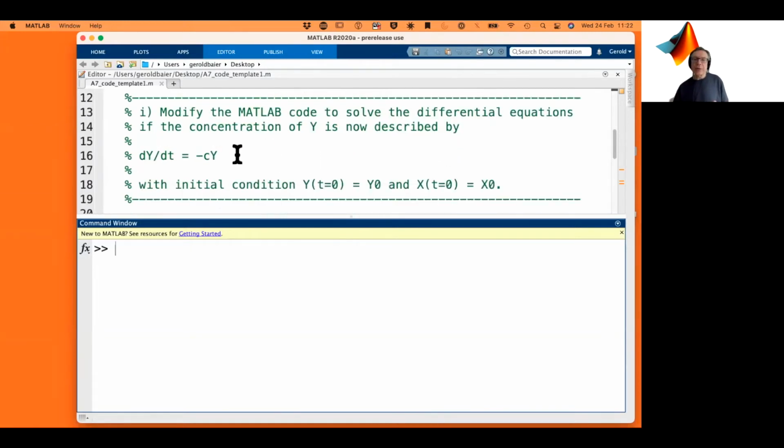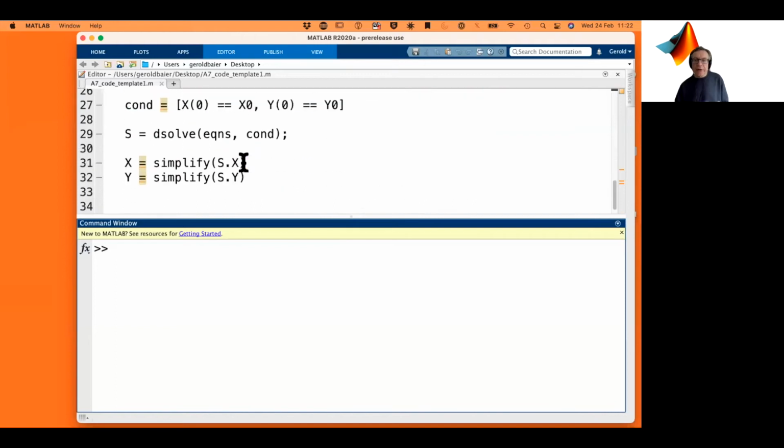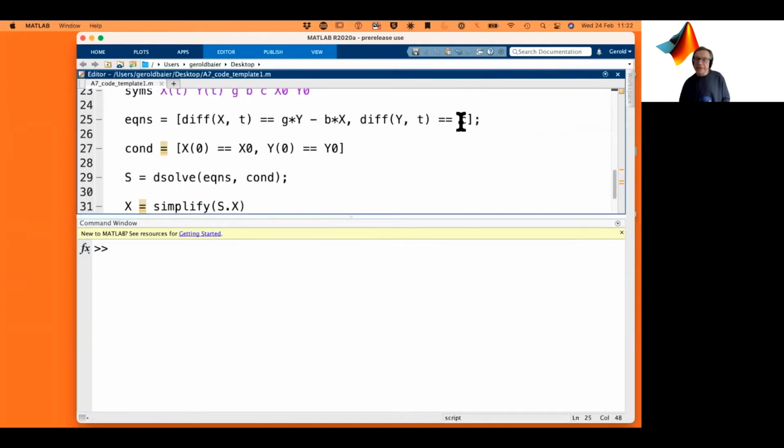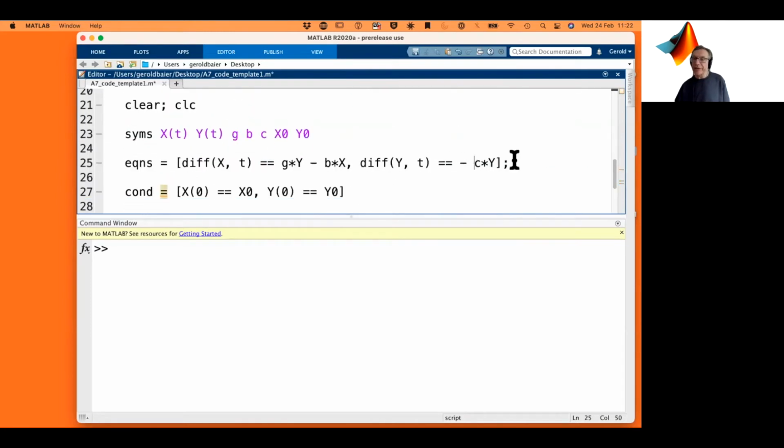What we can do is modify the code and go to this question directly: modify the MATLAB code to solve the differential equation such that the equation for y is equal to minus c times y. So it's a bit more complicated. And with the same initial condition, which is actually easy to do because the only thing that we need to change is the differential equation. So we go back into our code and we say c times y, just checking, minus c times y. So we need to put that minus sign as well.